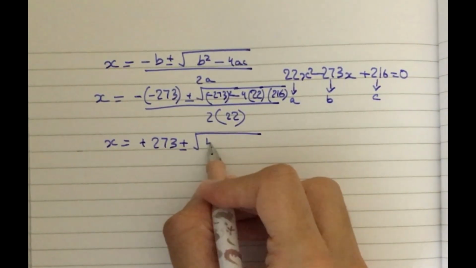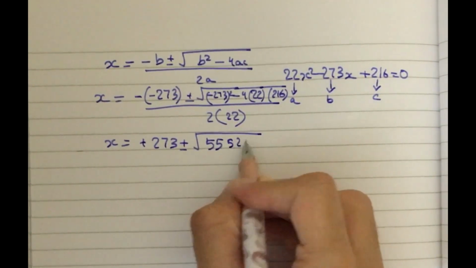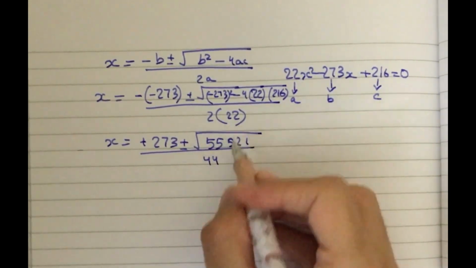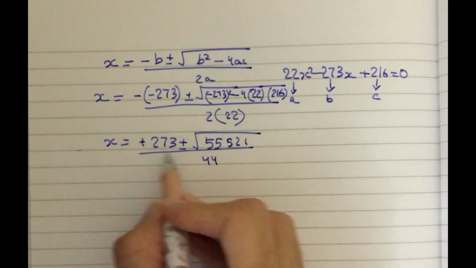and then you will get it as 55521 once you solve inside this over here, and then you divide it by 44, which is 22 multiplied by 2, is basically 44. So I got two values.